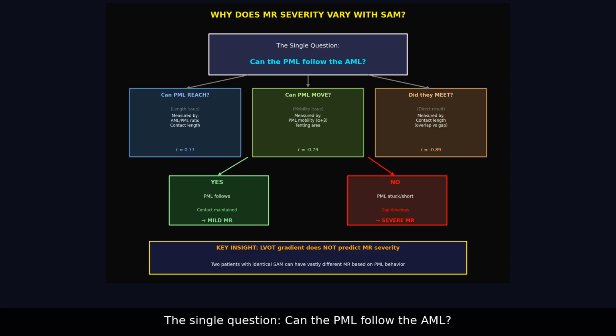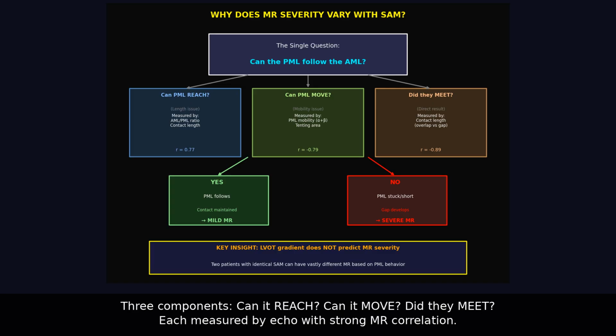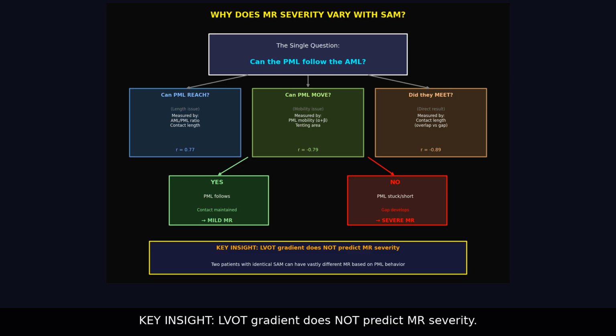The single question that determines MR severity is, can the posterior leaflet follow the anterior leaflet? Three components answer this. Can it reach? Can it move? Did they meet? Each is measured by echo parameters with strong correlations to regurgitation severity. The key insight is that the LVOT gradient does not predict MR severity.